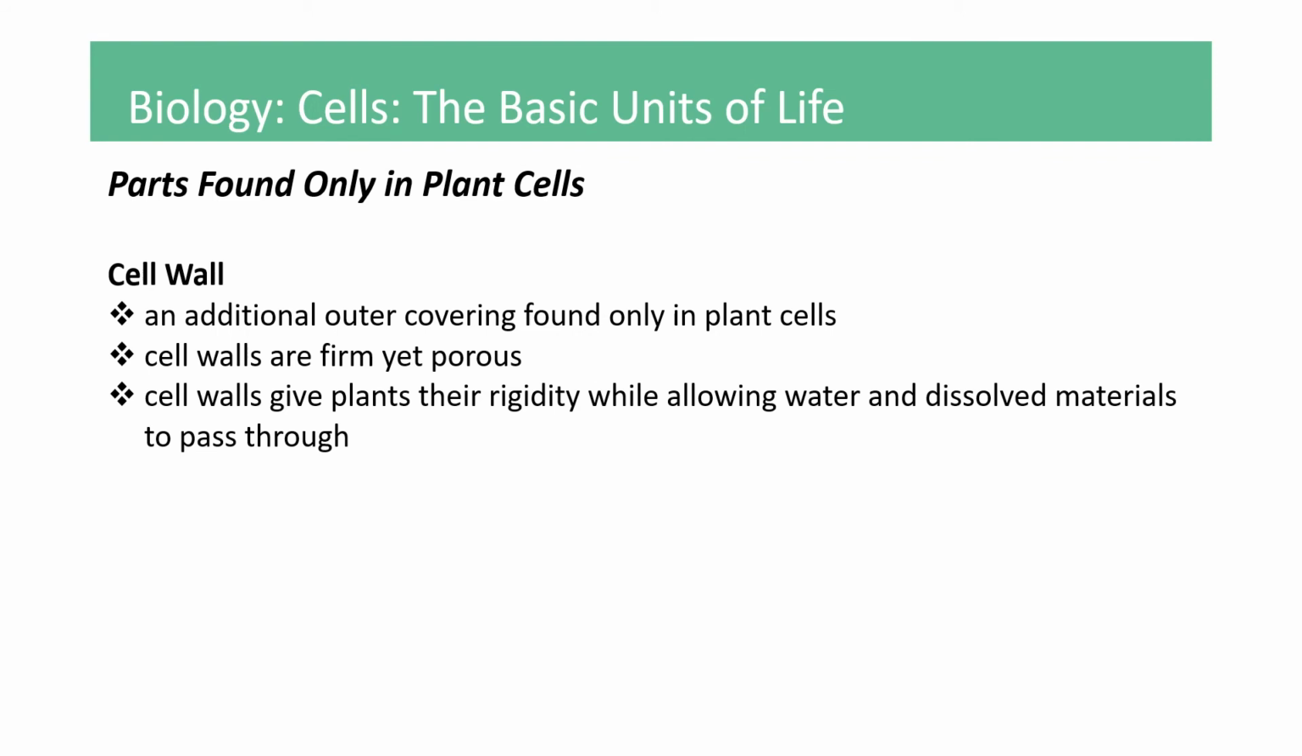The cell wall is found only in cells of plants. The cell wall provides an additional outer covering found only in plant cells. Cell walls are firm yet porous. Cell walls give plants rigidity while allowing water and dissolved materials to pass through.